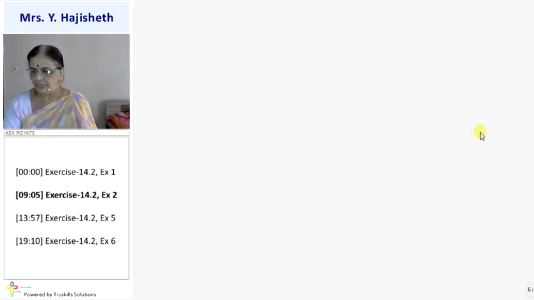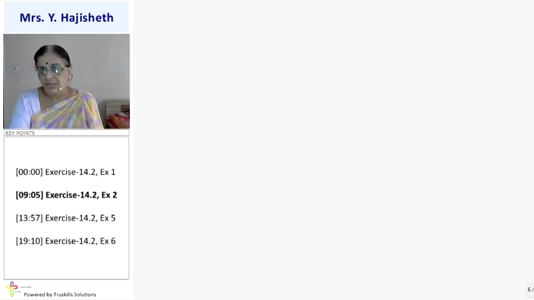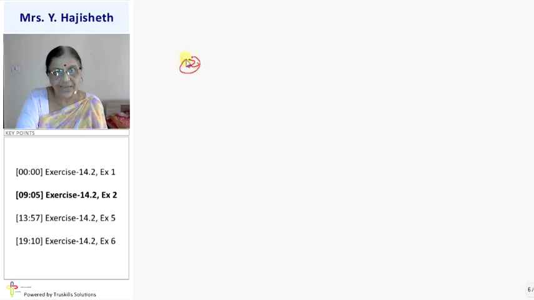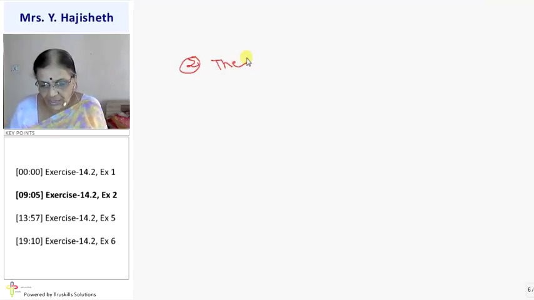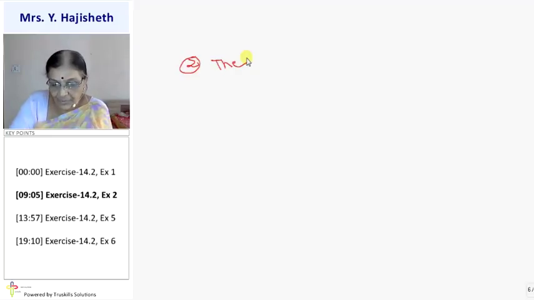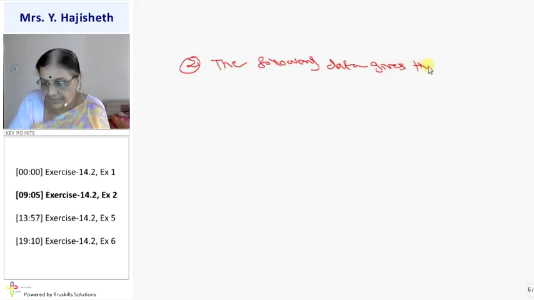Now sum number 2. Sum number 2 of your second exercise is: the following data gives the information on the observed lifetimes in hours of 225 electrical components. Determine the modal lifetime of the components. You are given the following data.